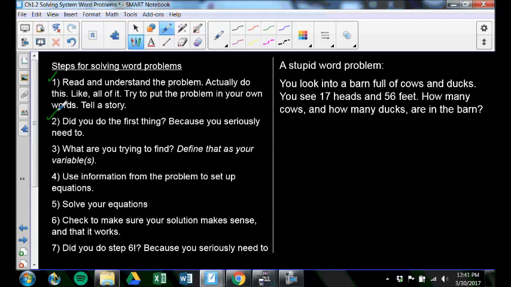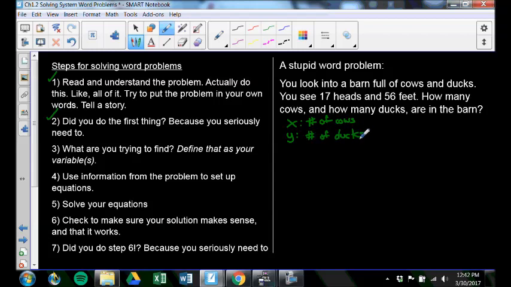Step 3 is you take what you're trying to find, and define that as your variables. I'm trying to find X is going to be the number of cows in the barn. Don't just write cows. It has to be something that can be expressed numerically. Like if I just wrote cows, that can be number of cows, weight of cows, age of cows. It can mean all those different things, so be specific. I want to find the number of ducks.